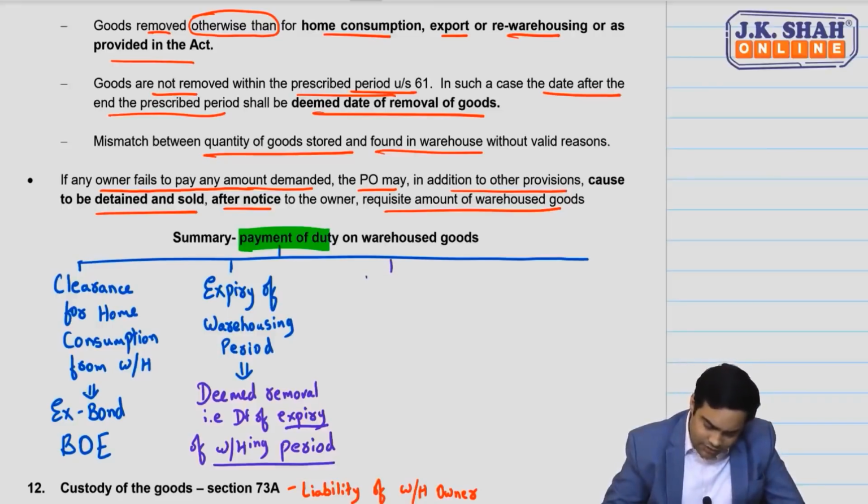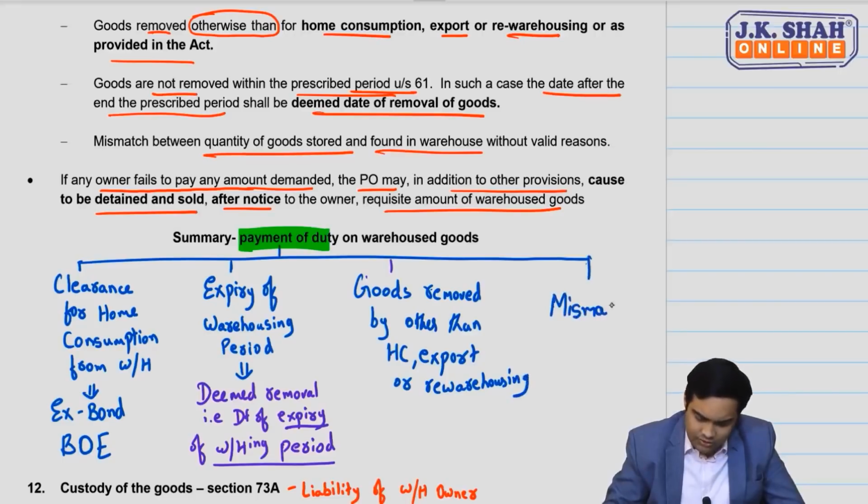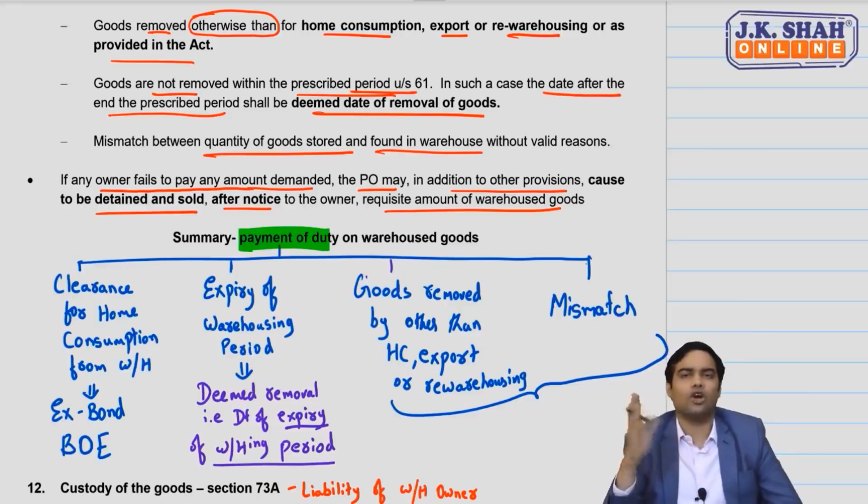Then goods cleared by other than home consumption, export or re-warehousing. Say suppose you remove the goods by other than these methods, or there is a mismatch. My question to you is, mismatch in the quantity. In these two cases, which day's rate of duty will you use? Because in these two cases, you are not going to file ex-bond bill of entry, but you are liable to pay.